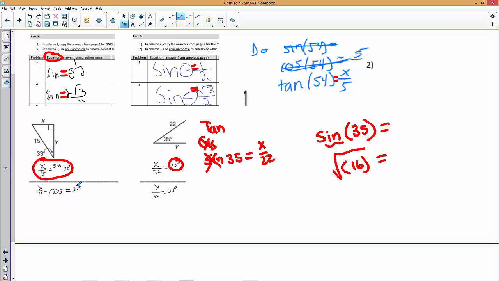Same thing here. So it's not cosine equals 33, right? It's the cosine of 33. There's no equals here. You've already got one equals. You can't have two here. So the cosine of 33, or 35, I'm not sure what it's supposed to be, equals x over 15. And then, of course, same problem as up here.